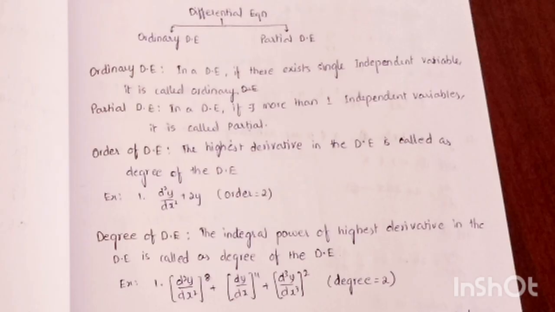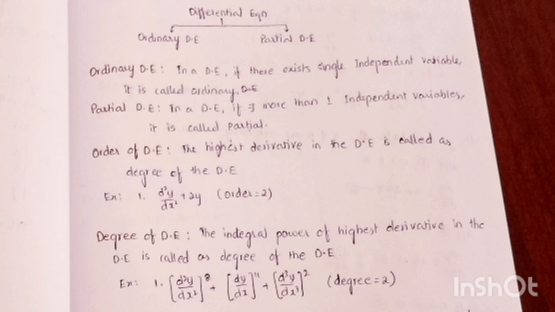So we have two types of differential equation, ordinary and partial. Ordinary means there exists a single independent variable, whereas in partial there may exist more than one. So what is order and degree? Order means the highest derivative that you are seeing in that differential equation.